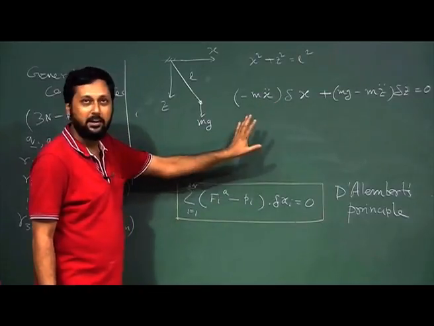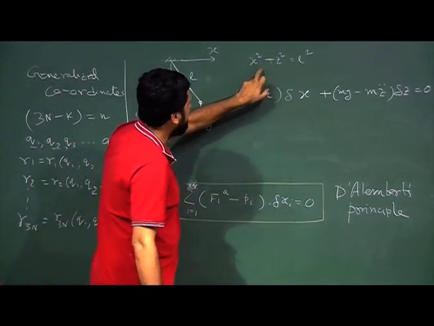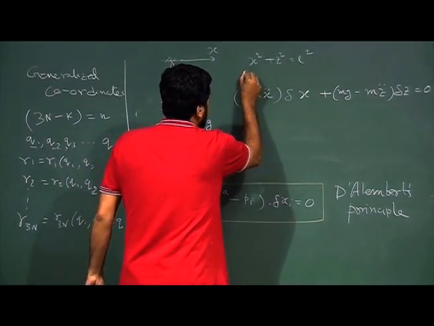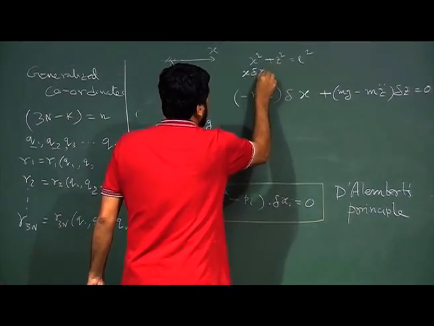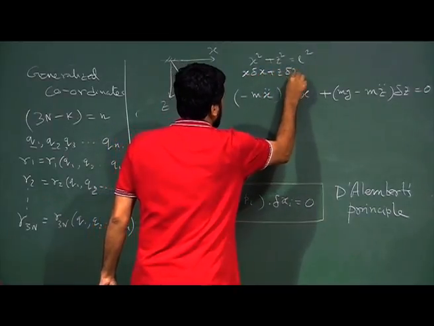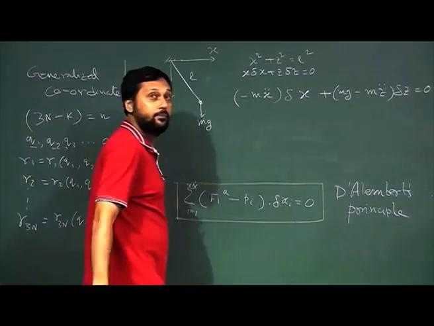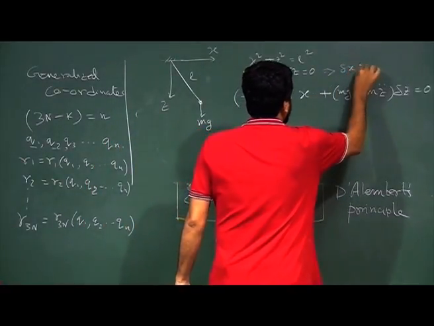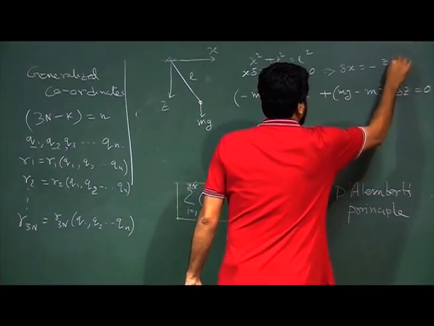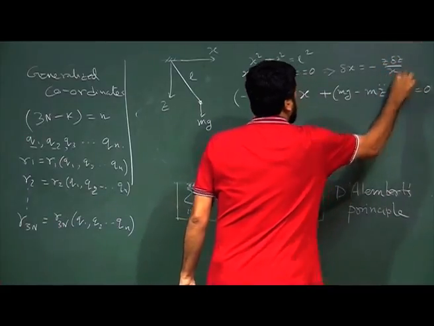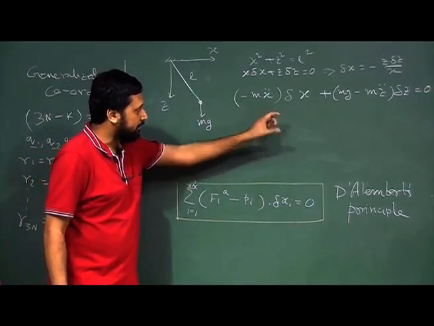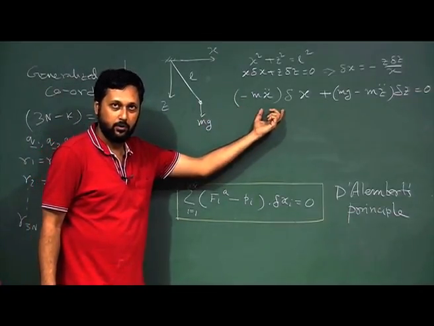It is not extremely helpful, but what we can do is use this equation and reduce this: x delta x plus z delta z is equal to 0. This readily gives you delta x is equal to minus z delta z by x. So, as it is, D'Alembert's principle is not very helpful, frankly.